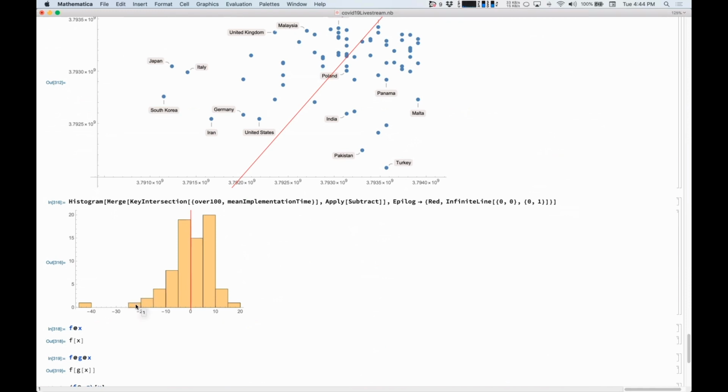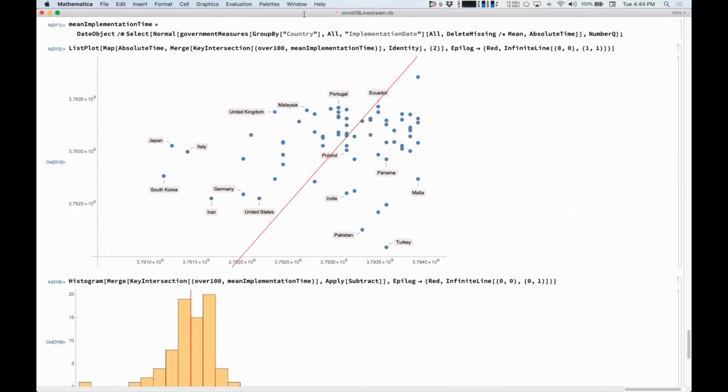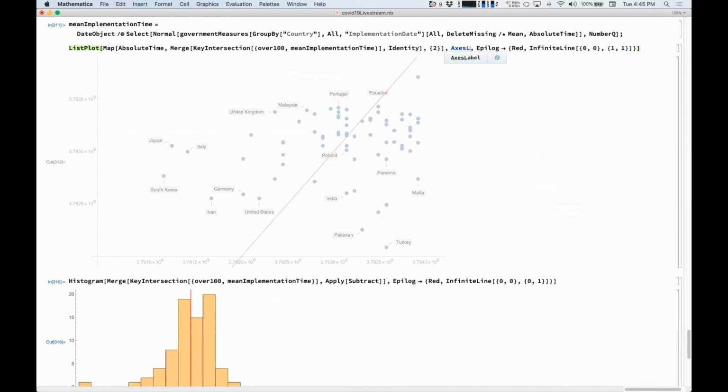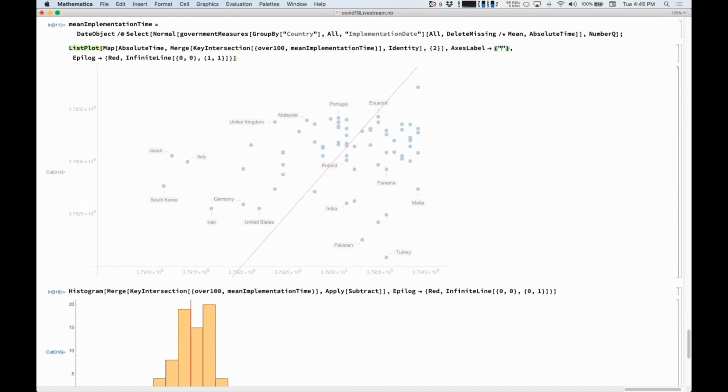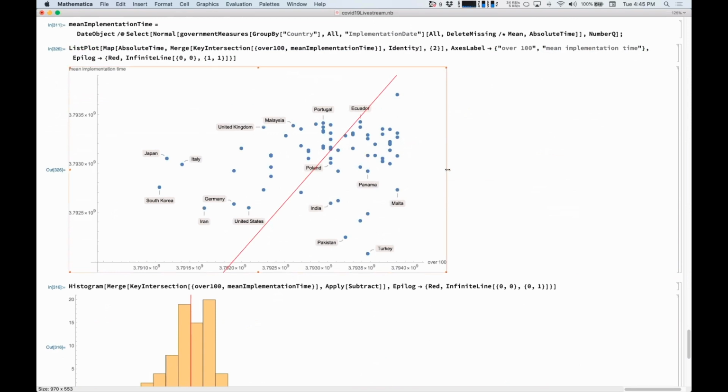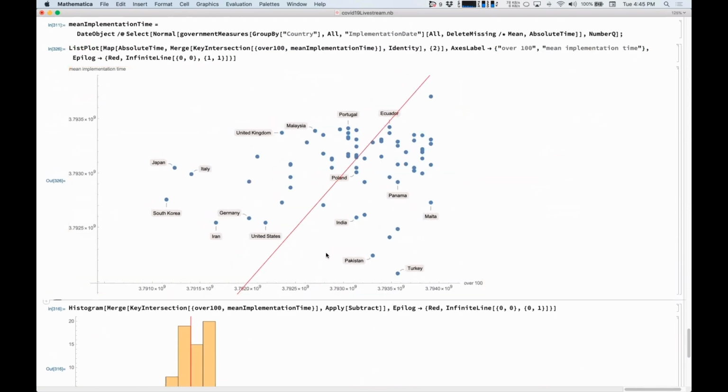In the scatter plot, which countries were slow? All right, let me label the axes because it's too hard to tell what's going on. Okay, we've got over 100 and mean implementation. If you are over 100 really late, but your mean implementation time is early, that means you're ahead of the curve. Down in that corner, this is ahead of the curve.